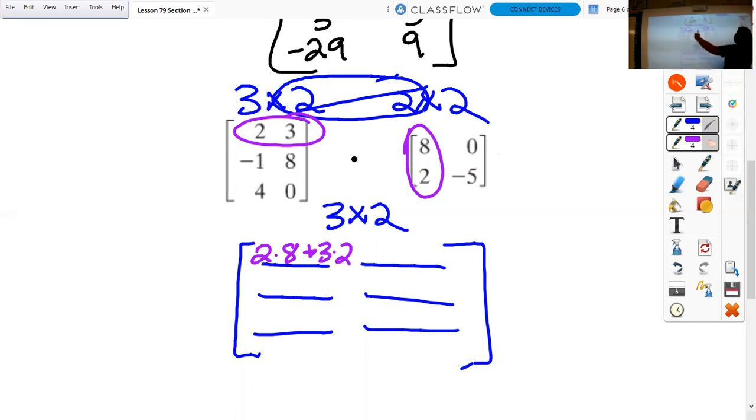All right, still working across the row, down the column. For the next element over here, I'm in the first row still, but the second column. So first row, now second column. So I do 2 times 0 plus 3 times negative 5.